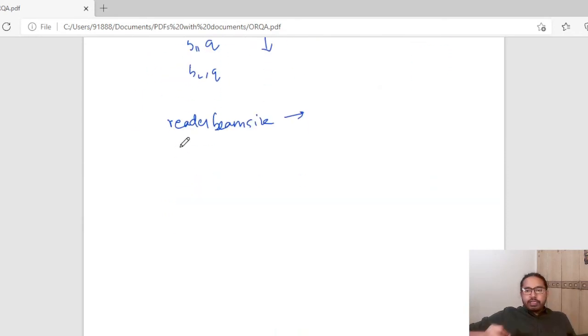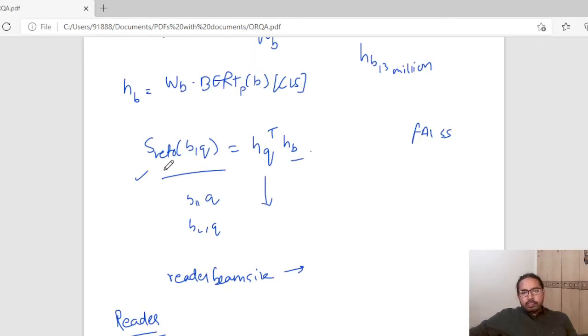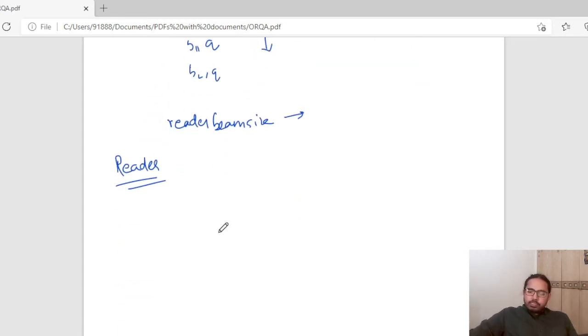Okay, now that we have discussed what happens in the retriever, let's talk about the reader component. As we discussed, we calculate the S retriever score for all the 13 million paragraphs in our text corpus, and then we select the top 10, 20 or so. So what happens in the QA model?